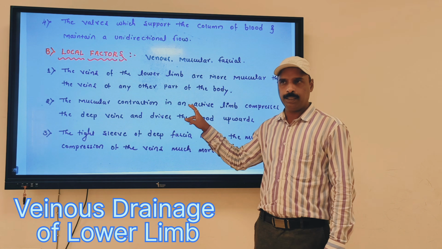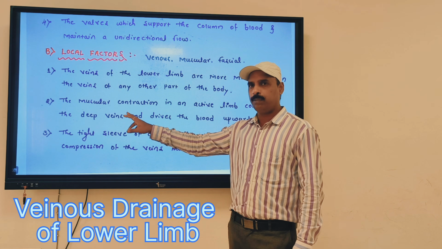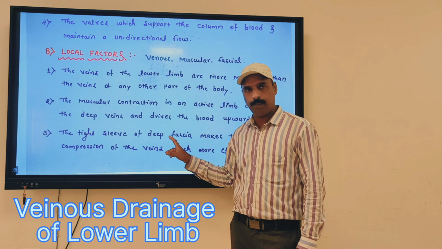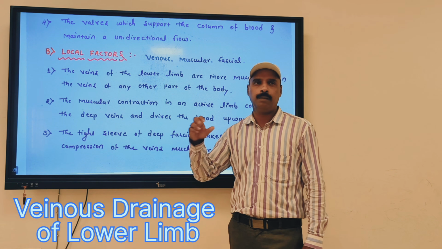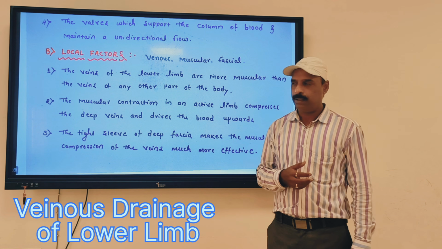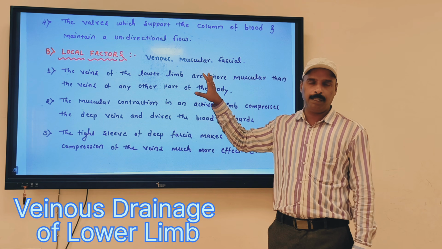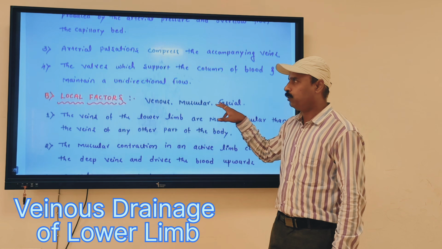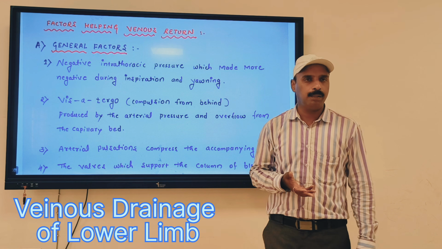Muscular contraction is more effective, which drives the blood through the deeper veins, and the deep fascia of the lower limb is tough and sleeve-like, and that causes effective compression. So this is all about the general and local factors of the venous return of the lower limb. These you should know, and then you have to tell what the veins of the lower limb are.